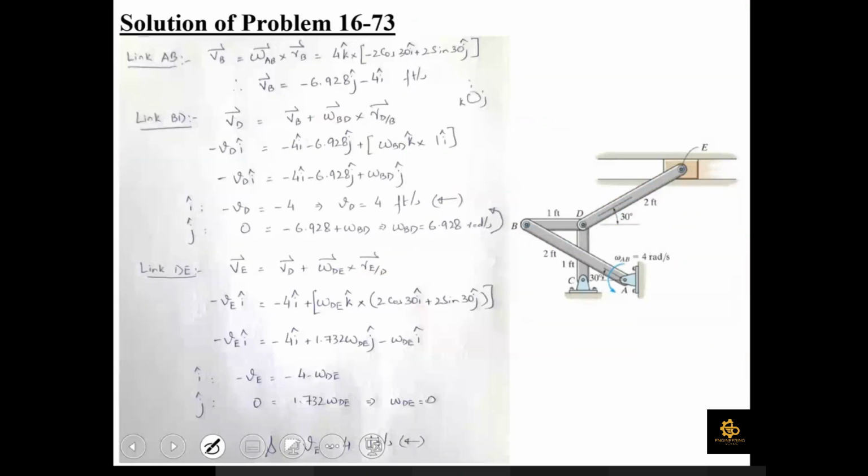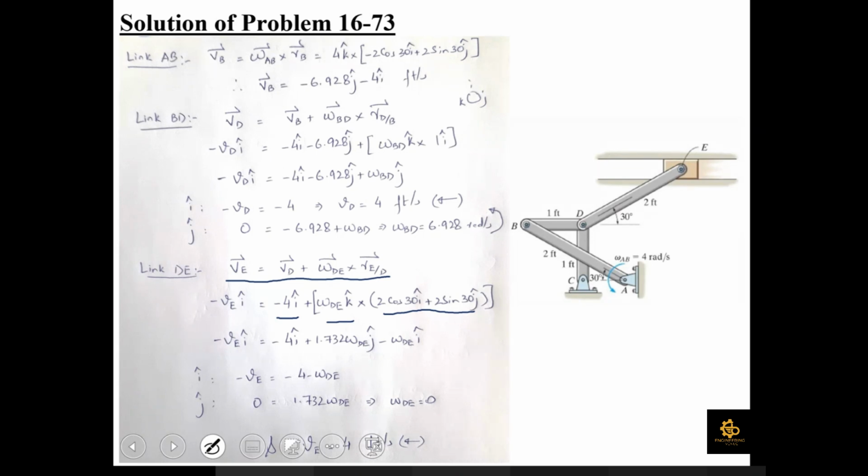Let us look a little at the solution, that page was complete. So we are considering this link ED and we have written the relative velocity equation taking point D as our base point. So VD is -4i. Similarly, in omega cross R, we judged omega DE as counterclockwise and R is 2 cos 30 i plus 2 sin 30 j. As far as the velocity of point E is concerned, since the slider is constrained to move along the horizontal axis, it should have velocity along the horizontal axis.